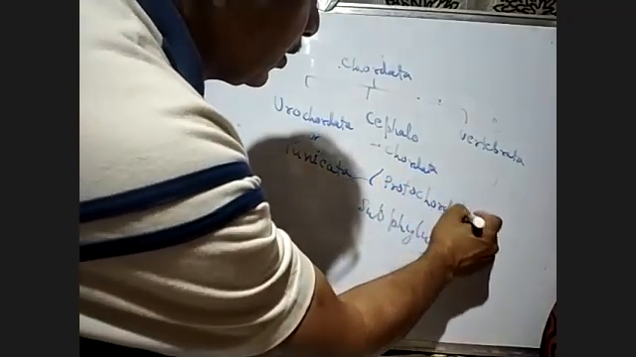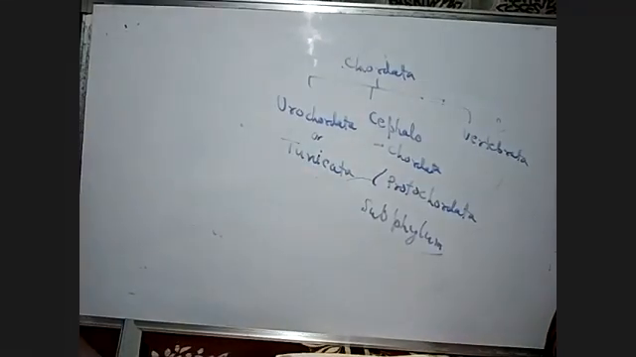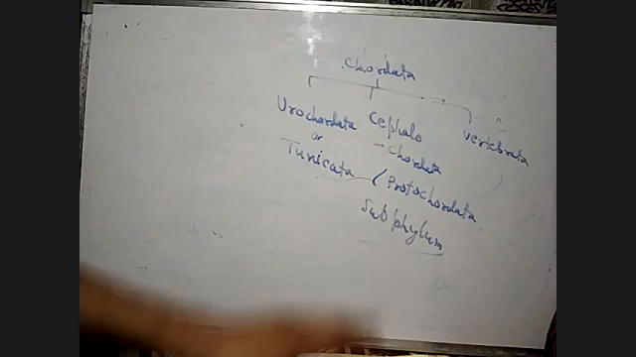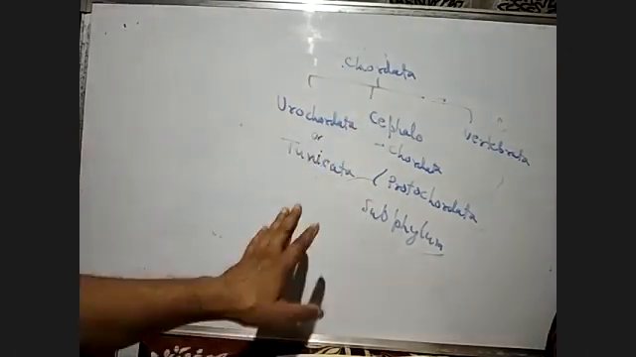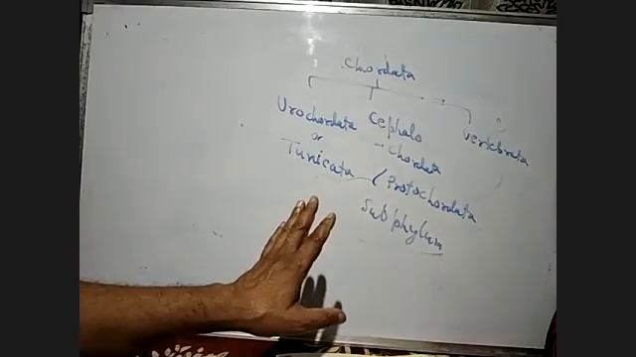Protochordata. Okay, right? Urochordata and the Cephalochordata are sometimes referred to as the protochordata, and these two subphyla are marine. They have a marine habitat.